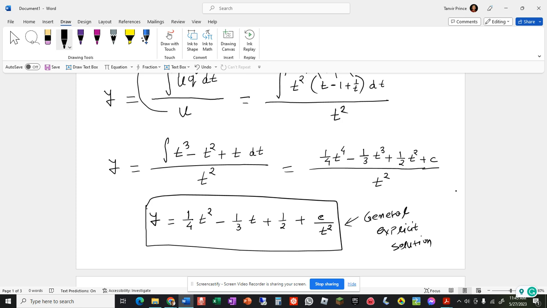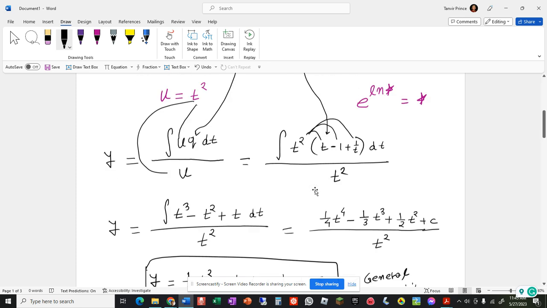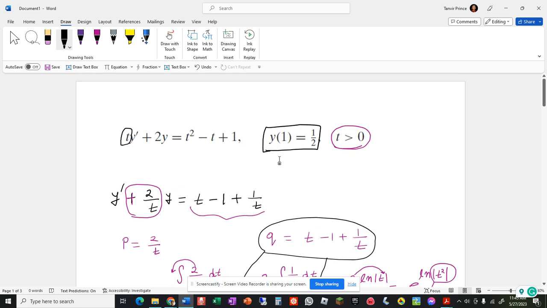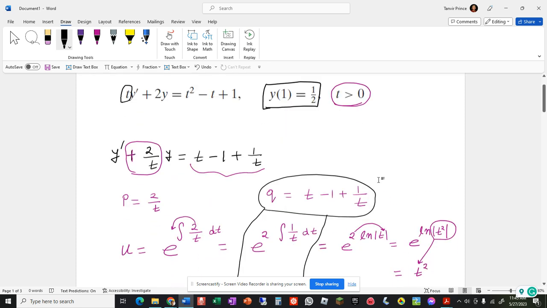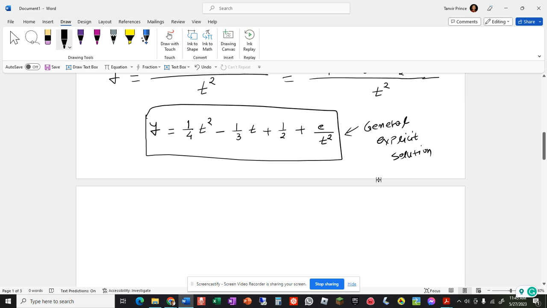But we're not done because we have the initial condition, right? So let's look at the initial condition. My initial condition is y of 1 equal to half. So this means when t is equal to 1, y is equal to half. If you think about the point, this is my point 1 comma half. So my graph has to go through this point 1 comma half.